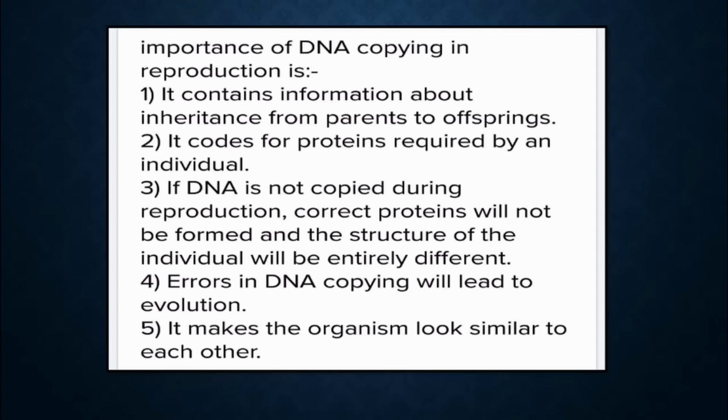If DNA is not copied during reproduction, the correct proteins will not be formed, and the structure of the individual will be entirely different. And we know that sometimes errors in DNA copying happen, which leads to the emergence of new characters that are not found in the parent. So some new traits are expressed because of the errors in DNA, and that leads to evolution.